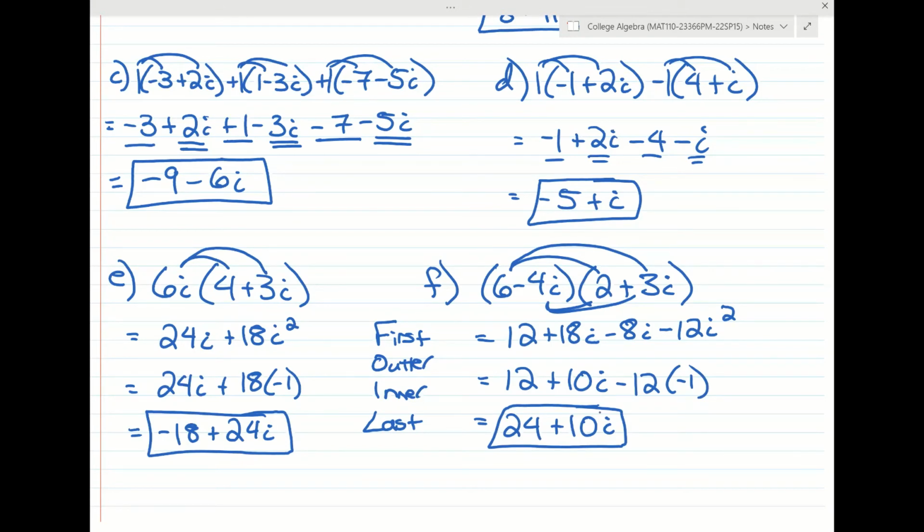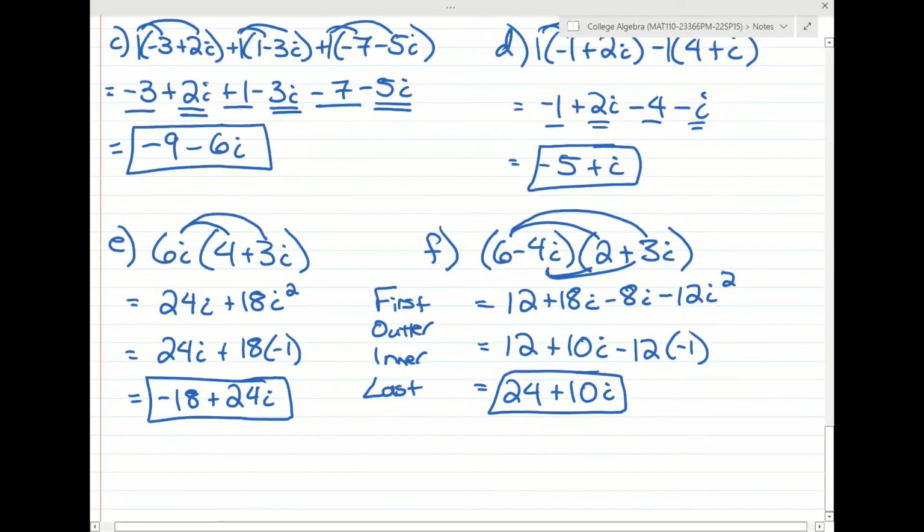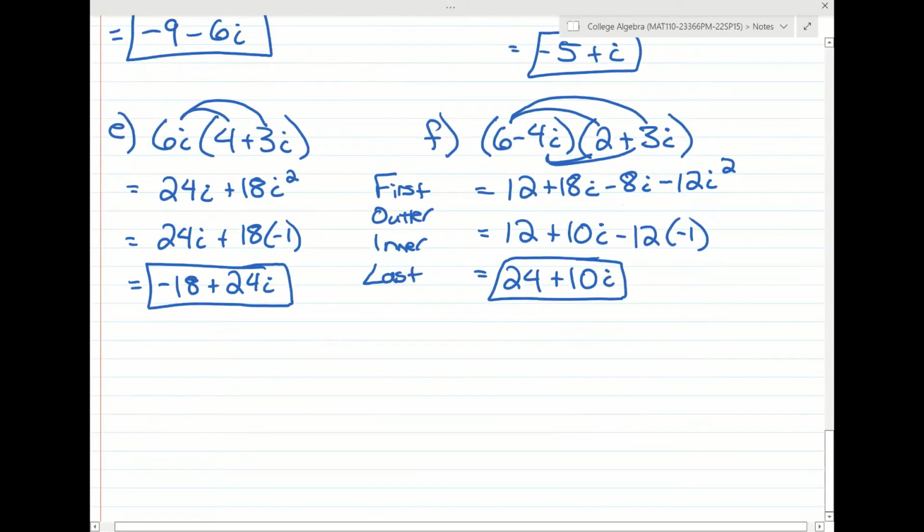Two more types of examples I want to go through with you tonight. I wanted to go through how to divide complex numbers and then how to simplify if i is a larger number. So let's take a look at this next group where we'll be dividing. The first example is 3 over 2 plus i.